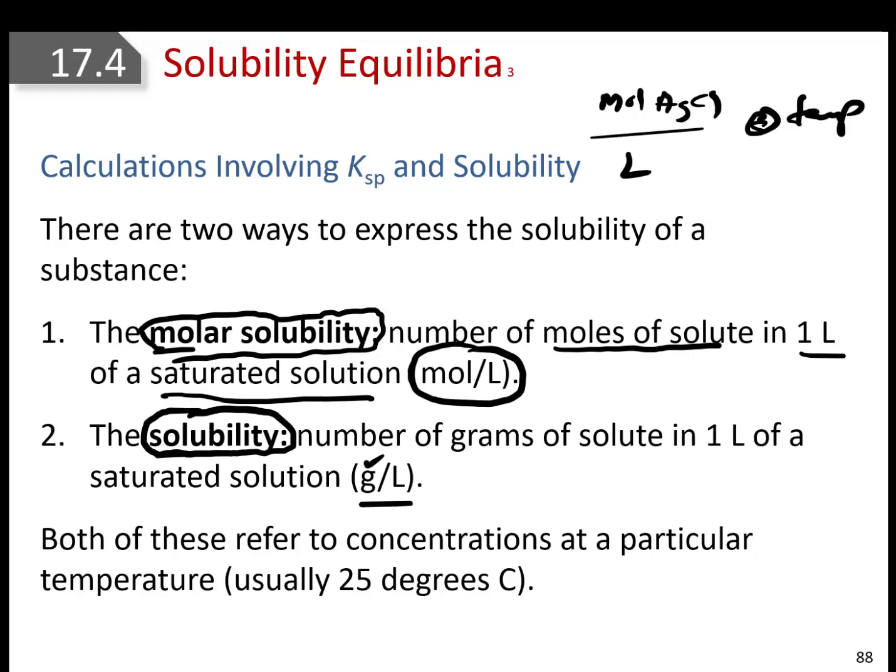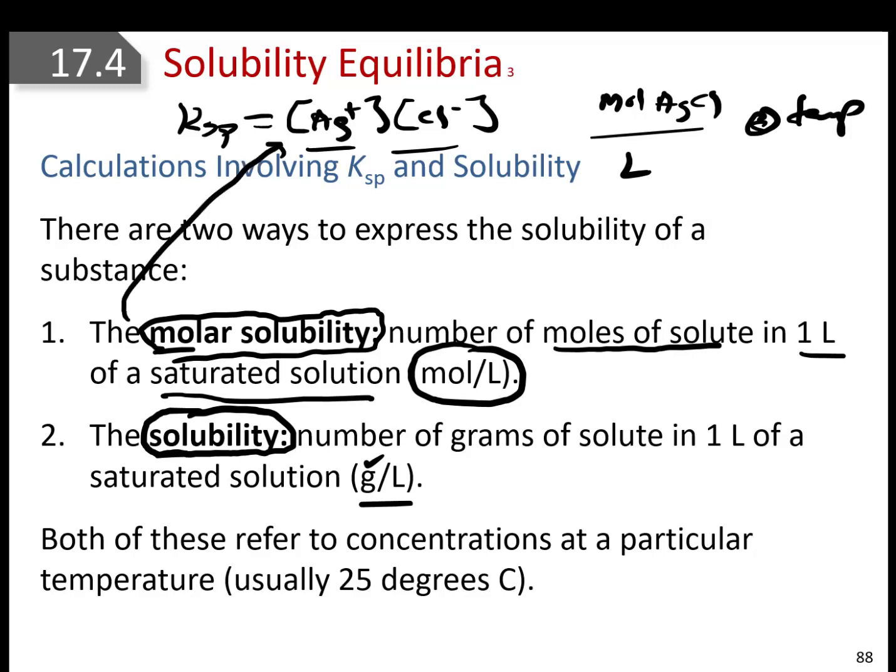Now, what I find students make a mistake here is that when I write the Ksp, the solubility product for silver chloride, is silver ions and chloride ions, this is the solubility. This is the molar solubility because it's in moles per liter. So because we're using brackets here, we are determining molar solubility. Molar solubility is not the same thing as solubility product. Those are two different things.